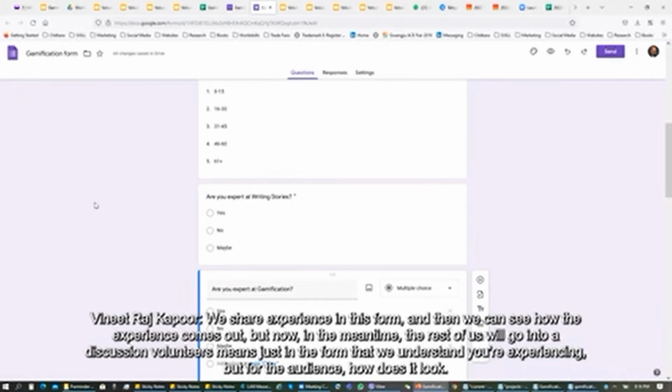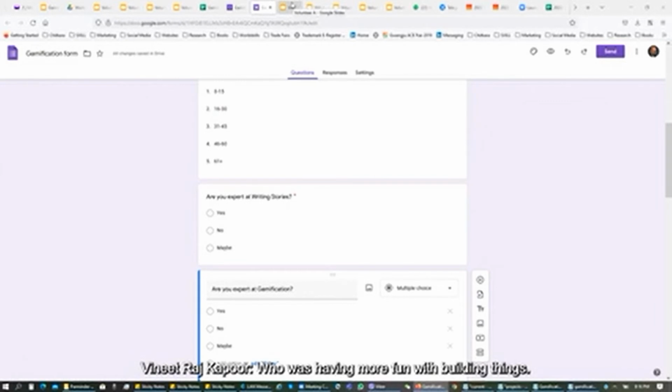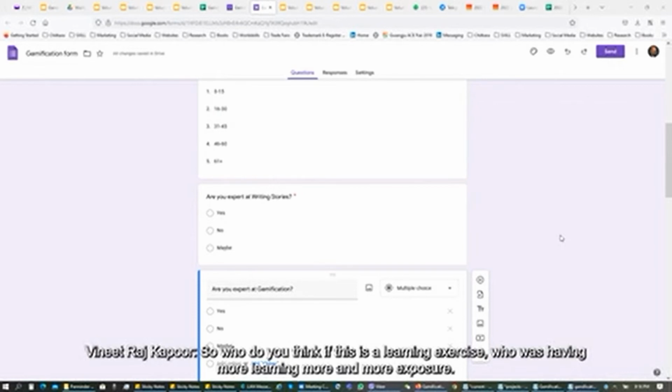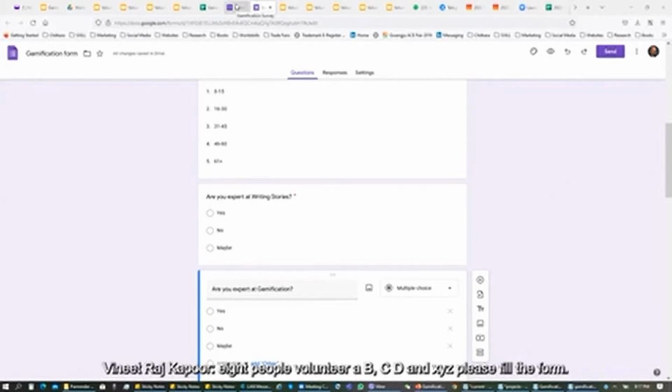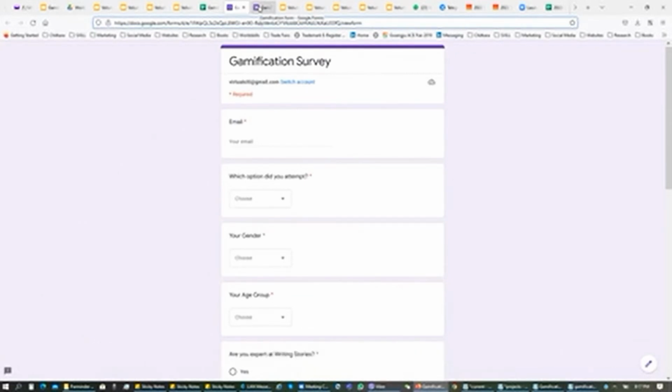But for the audience, how does it look? Who was having more fun with building things? Who do you think, if this is a learning exercise, who was having more learning, more fun, more exposure? Any ideas? Meanwhile, others, please fill the forms. Eight people, volunteer A, B, C, D, E, and X, Y, Z. Please fill the form. And the rest of us will discuss the experience that you felt people went through.